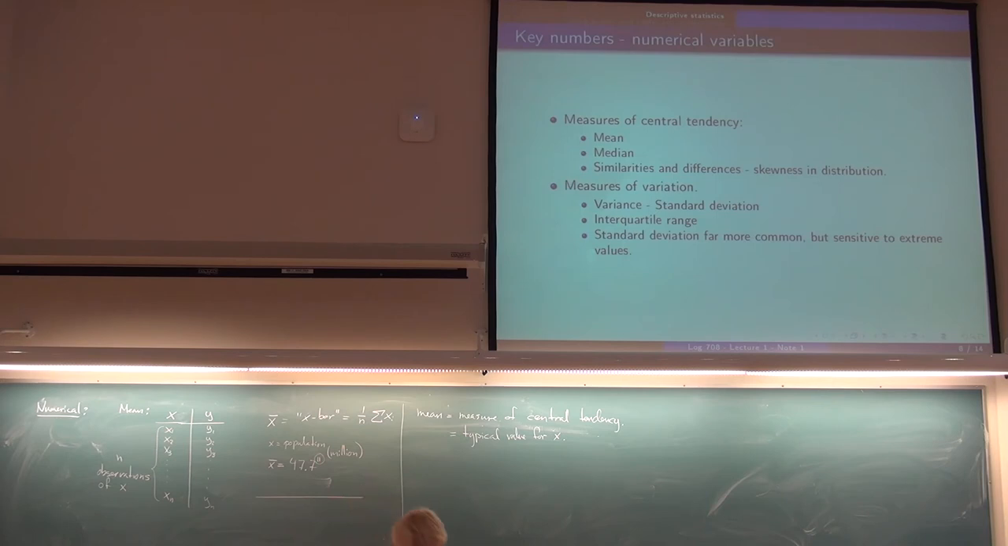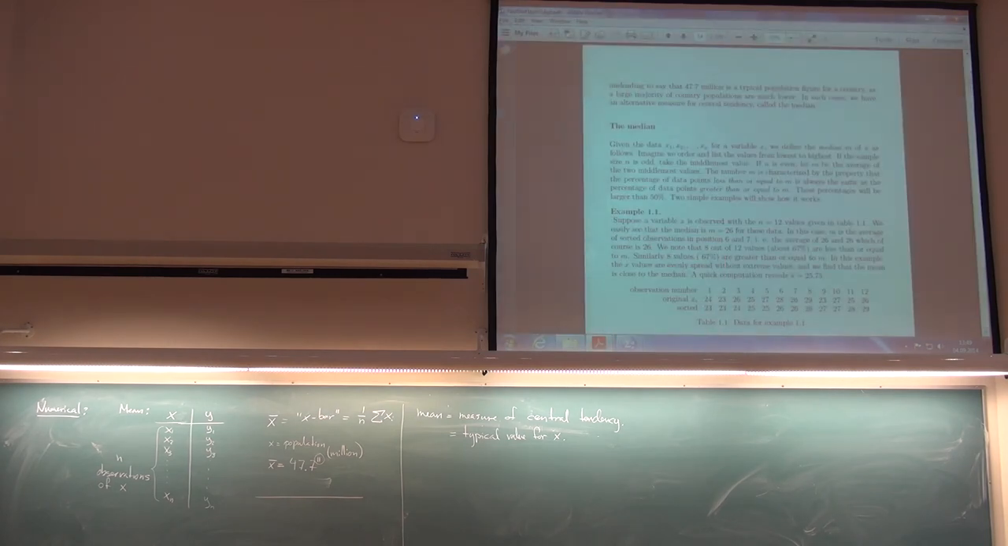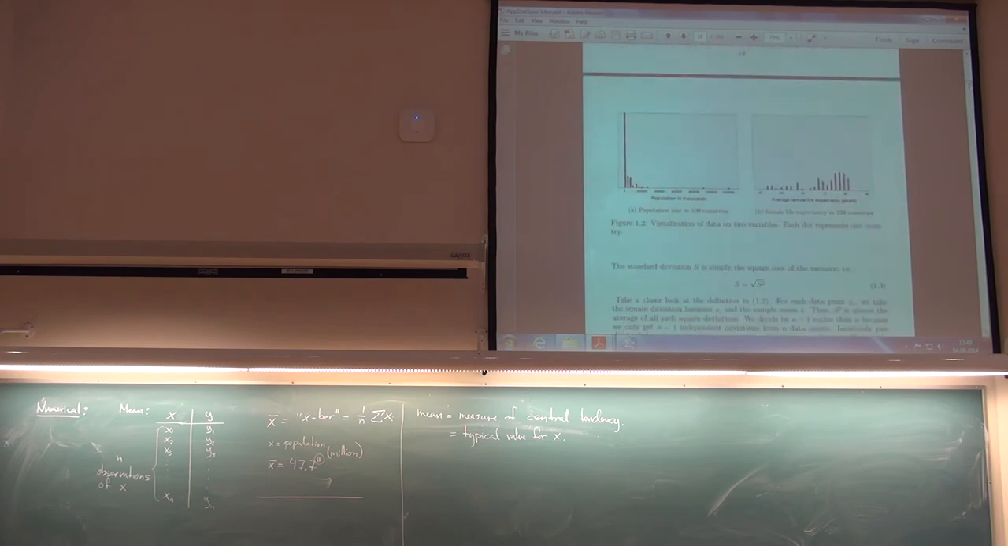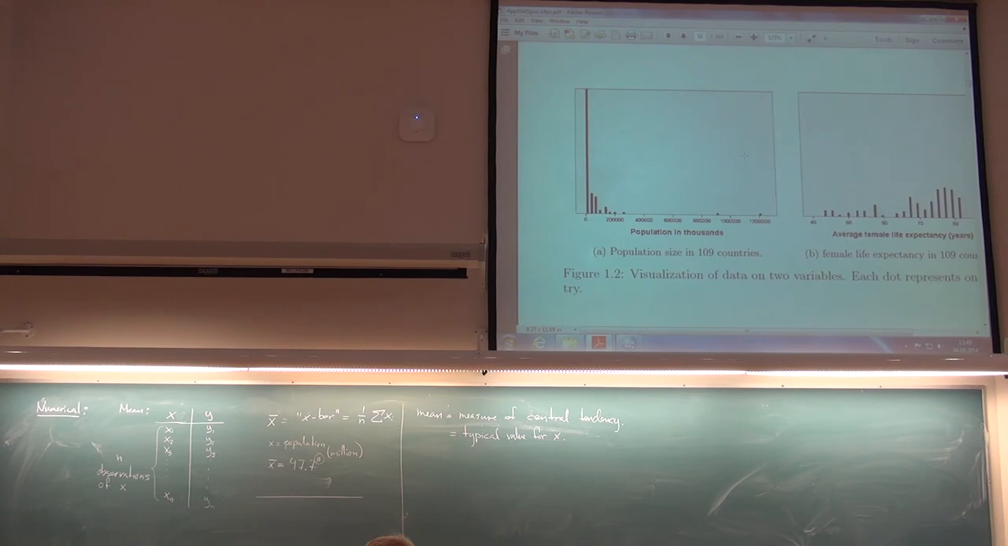So let's see if we can pick up the display. Up to the left there is a display of the population of the whole sample over 109 countries. And you see, obviously, this distribution is extremely skewed, as we say. There are a few very large countries and a small number of fairly large countries, and then there are more and more smaller and smaller countries. So if you take the average of these populations, you end up somewhere here, I guess.